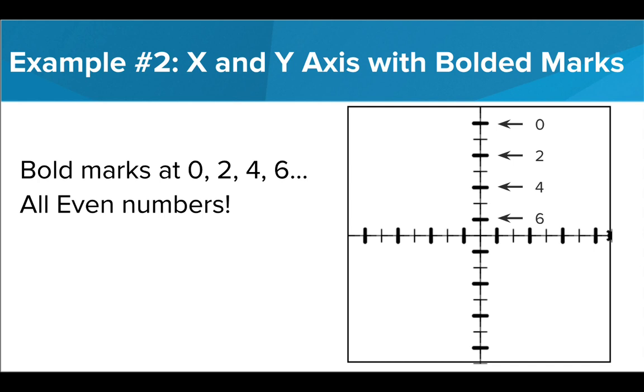The modulus operator can help us determine if a number is even because any even number divided by 2 will have a remainder of 0. So our condition will be checking if a variable that counts the hash marks divided by 2 has a remainder. If the remainder is 0, it means my hash mark is even and therefore should be bolded. Let's go to the code editor to write this program.